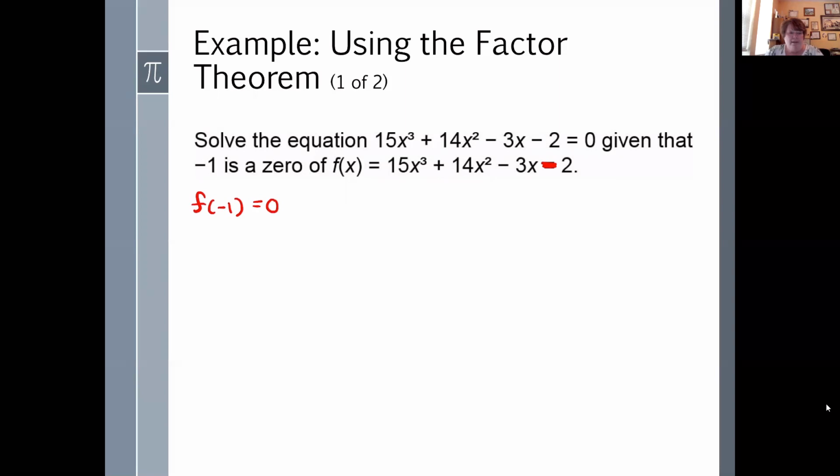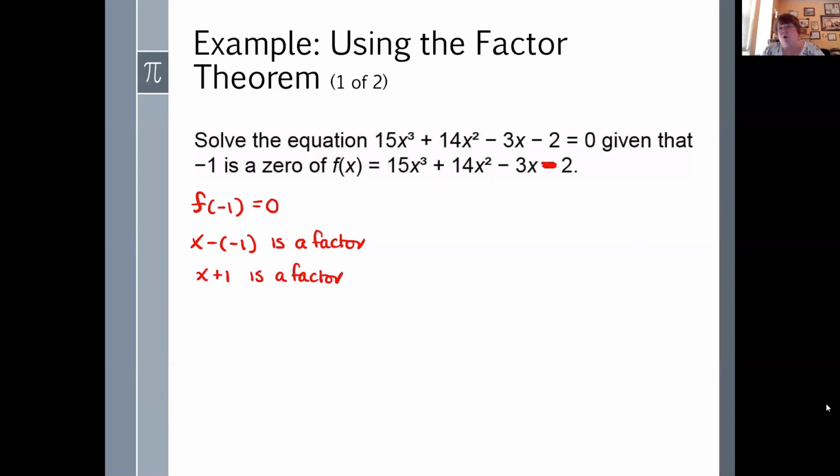Okay, what else does that mean? What else it means is that if -1 is a 0 of this function, then x plus 1 is a factor. X minus a minus 1 is a factor. So those are the factor theorems, the two parts of this, the factor theorem. So x plus 1 is a factor.